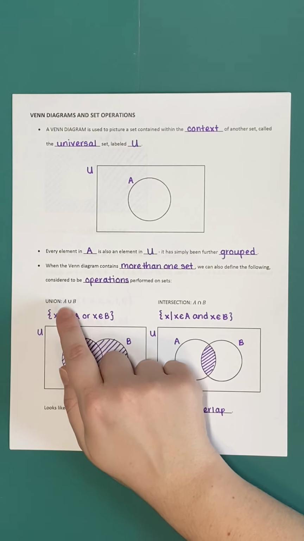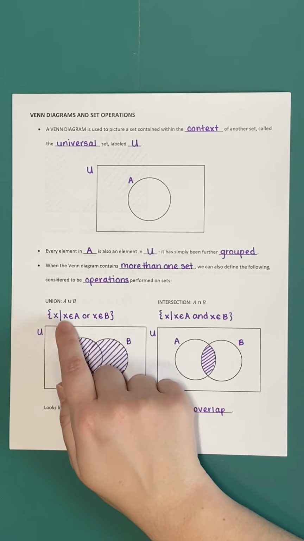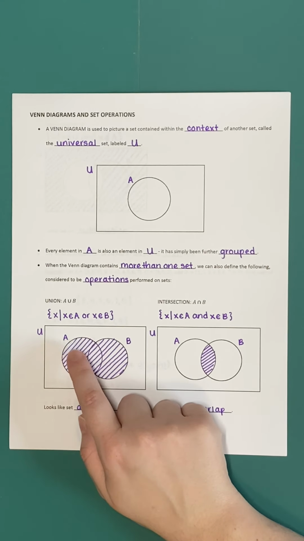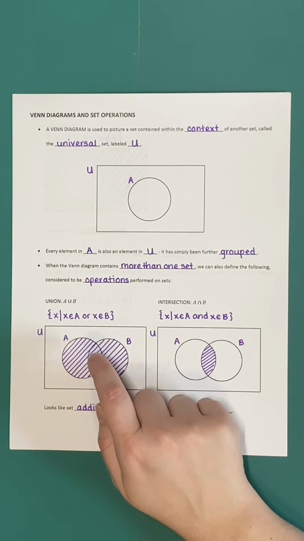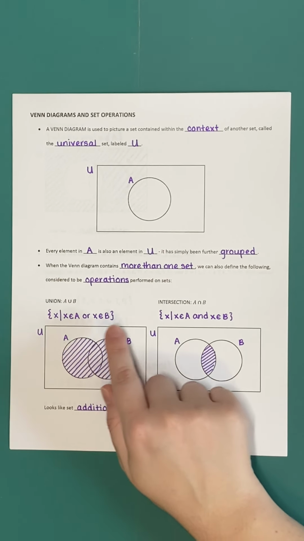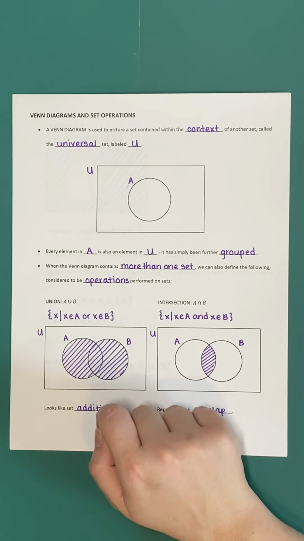Now, when we're talking about the union of set A and set B, we're talking about all the elements in A, which would be anyone that's anywhere in set A, including that overlap. People in the overlap are in set A. Also, anyone that's anywhere in set B, that would be everyone in the circle for B, again, including that overlap.